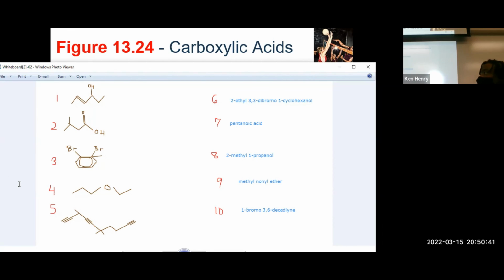Okay, so these are your 10 structures. You need to be able to go both ways. From 1 to 5, name the structure. From 6 to 10, write the structure. Draw the structure, skeletal structure.